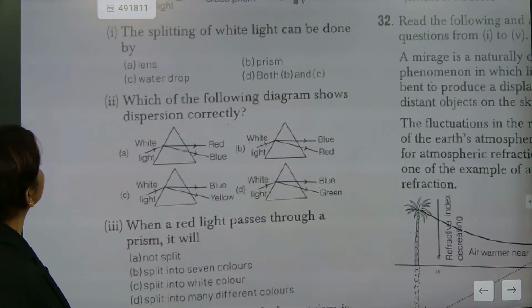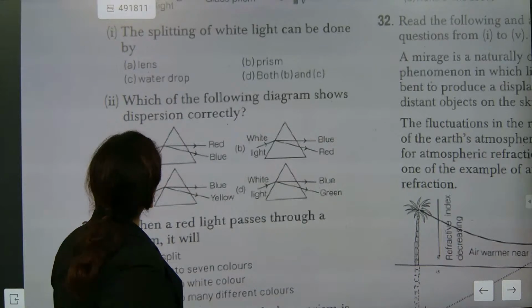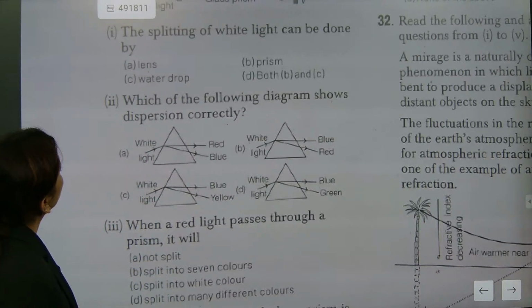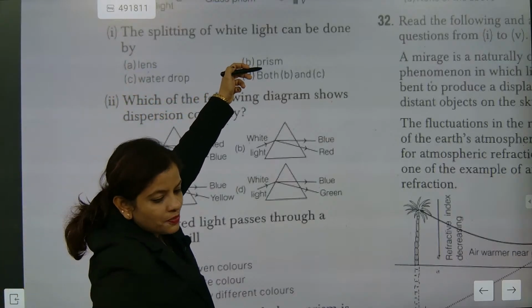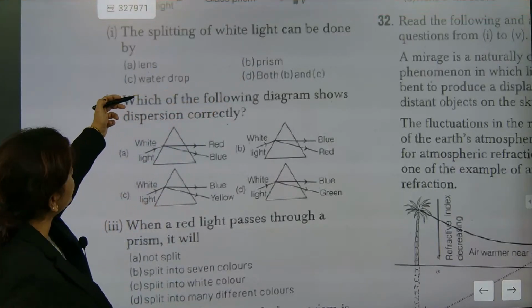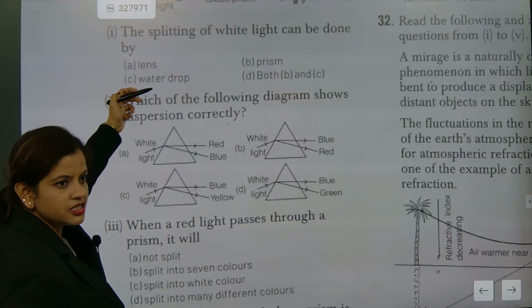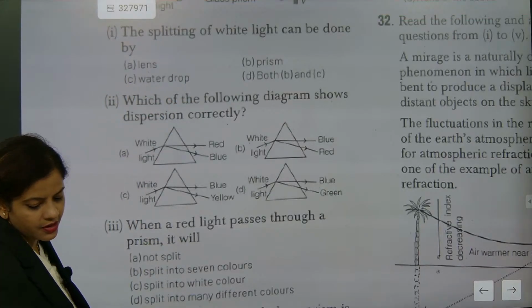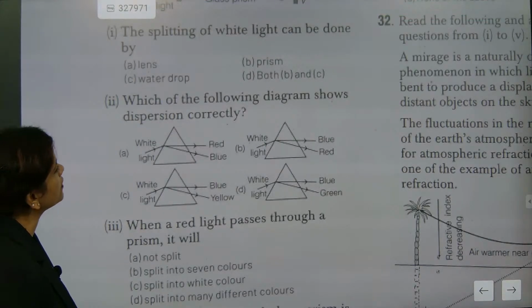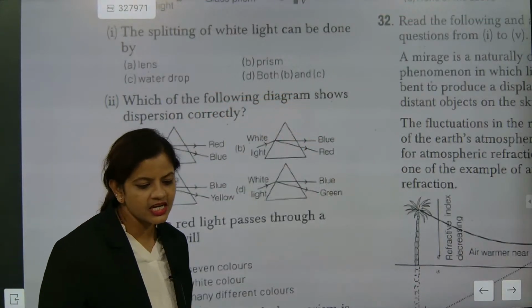Which of the following can split white light? Lens, prism, water drop, both B and C. Lens will not split. Prism can also split, and water droplet also. We have seen this. So definitely B and C will be the correct answer. B and C means both, so D is the correct option.